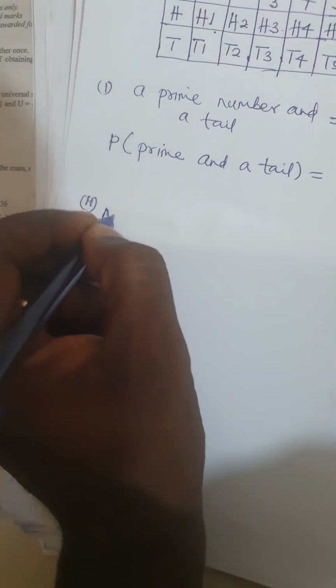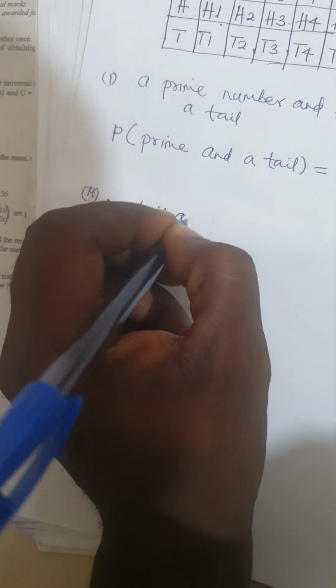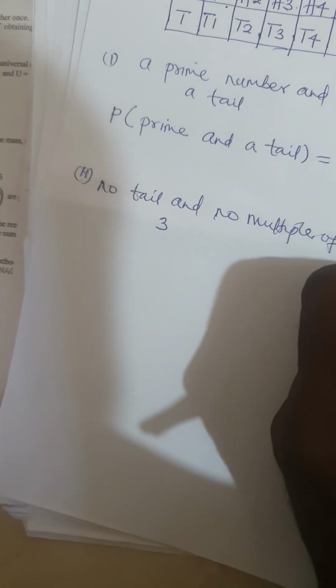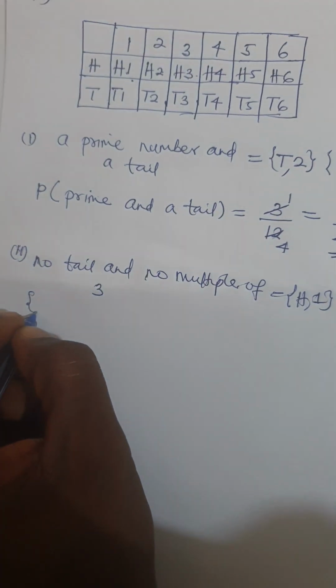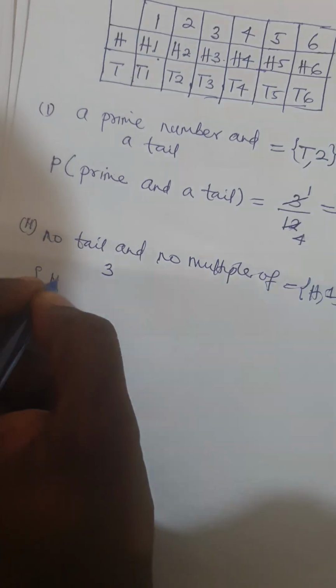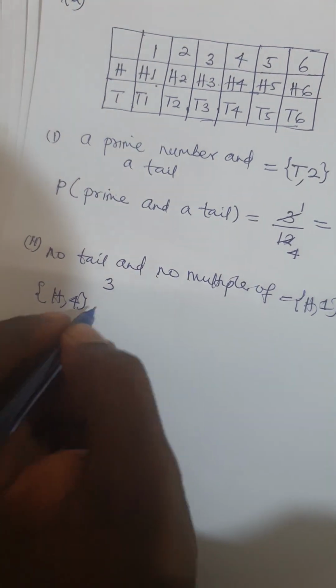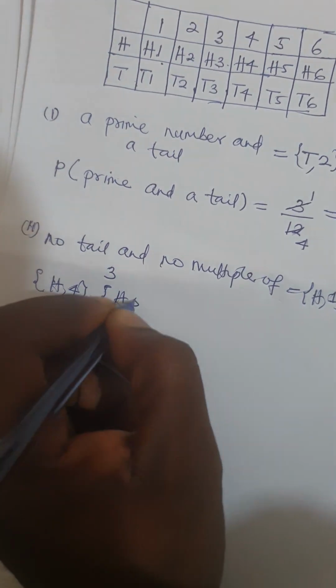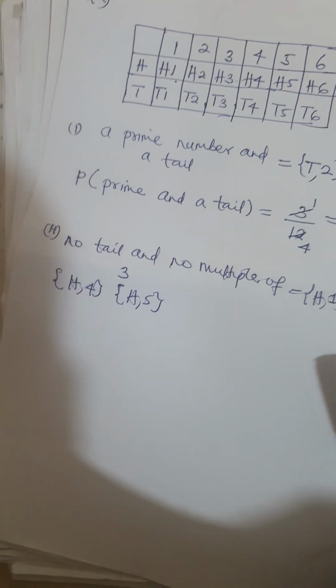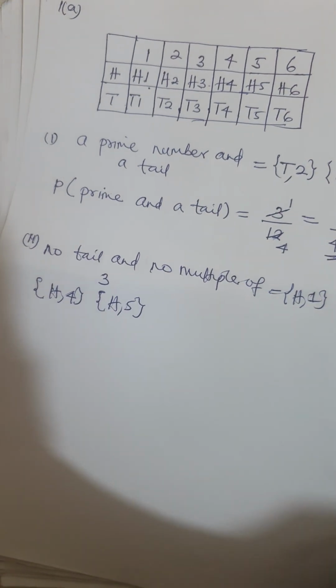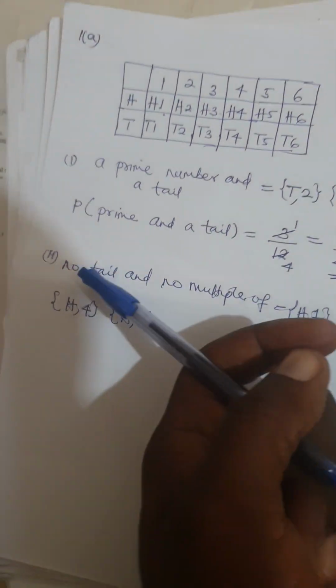Now, no tail and no multiple of 3. So the 2 should happen at the same time. If you have head 1, it has no tail, it has no multiple of 3. If you have head 2, it has no tail and no multiple of 3. If you have head 3, it has a multiple of 3, so it doesn't qualify. If you have head 4, it has none of the 2. If you have head 5, it has none of the 2. Then if you look at tail 1, tail 2, tail 3, they all have tails, so they don't qualify because they say no tail.